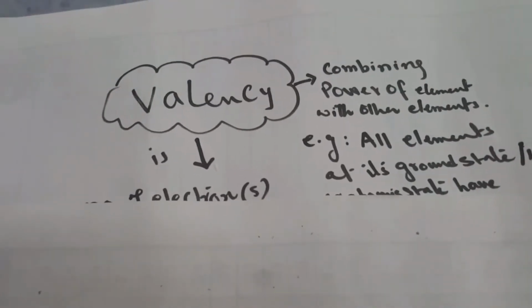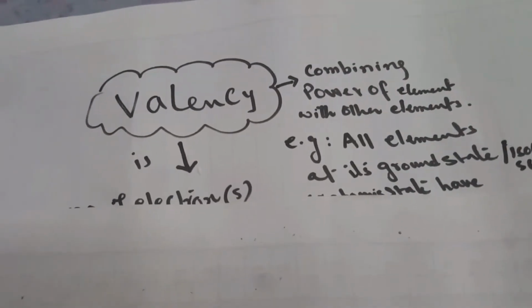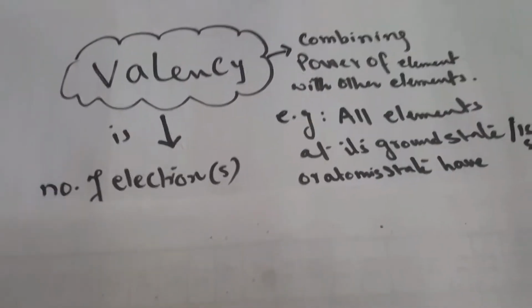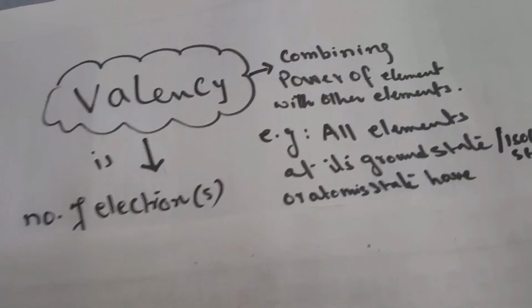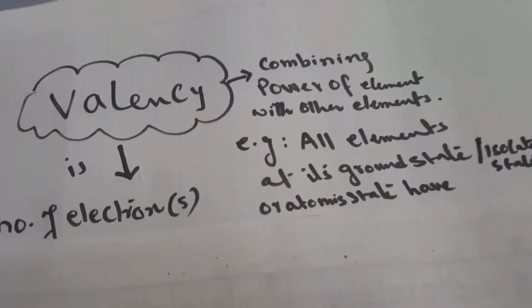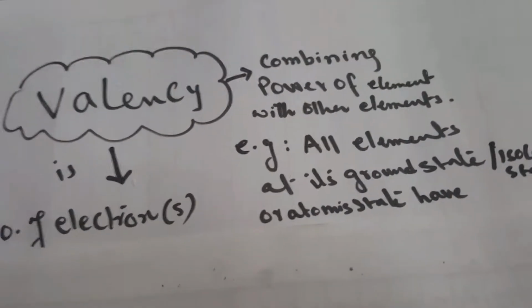Today we will talk about valency. What is valency and how can we find out the valency? There is some misconception among students because they always have the rote definition. Valency is defined as the combining power of an element with other elements.